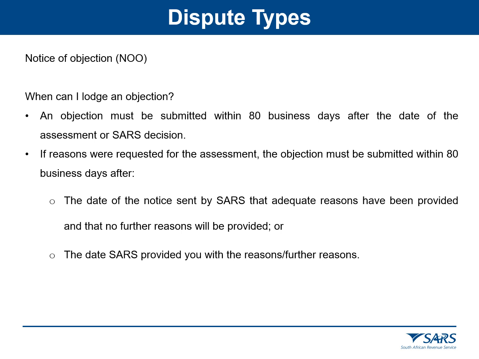Notice of objection. When can I lodge an objection? An objection must be submitted within 80 business days after the date of the assessment or a SARS decision. If reasons were requested for an assessment, the objection must be submitted within 80 days after the date of the notice sent by SARS that adequate reasons have been provided and that no further reasons will be provided, or the date SARS provided you with a reason or further reasons.